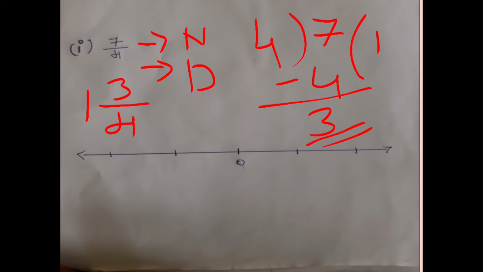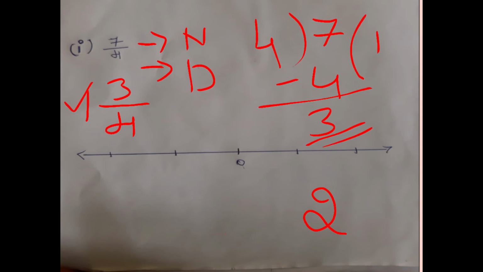Whenever you get rational numbers of improper form, you should divide the numerator by the denominator and you should write it in the mixed fraction form. This will help you to identify where your given rational number lies. If this is 1 3 by 4, we can say that this 7 by 4 comes after 1. It comes after 1 and before 2, which means it lies between 1 and 2 on the number line. Like that we can decide.